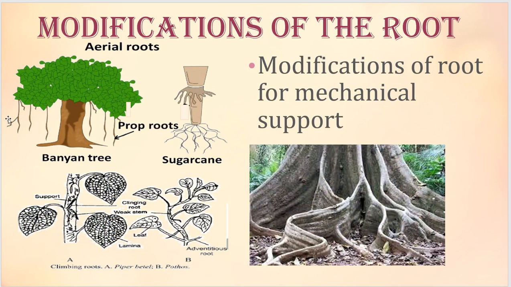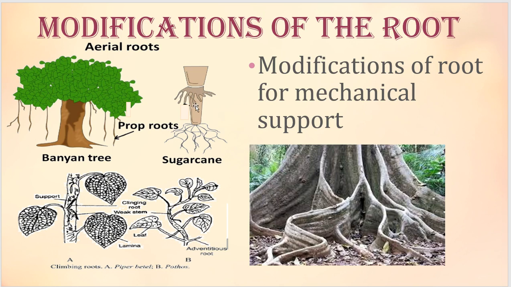So for mechanical support, the first one is prop root, and the best example for that is banyan tree. These prop roots are produced from the lateral branches, which will give extra additional mechanical support to the plant. As the plant has a huge crown, the stem alone cannot bear that, so they produce lateral prop roots, which later root into the soil and develop into a trunk, providing extra mechanical support.